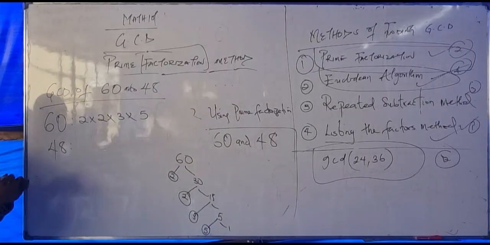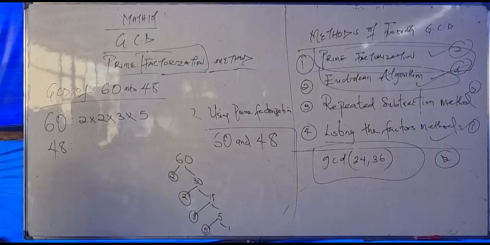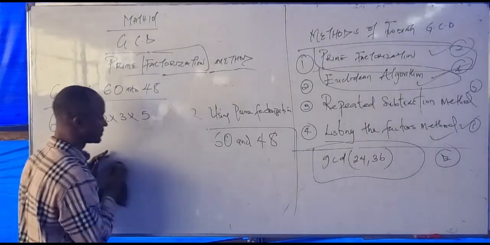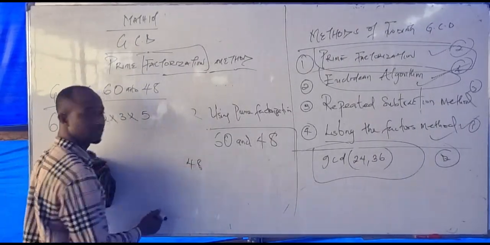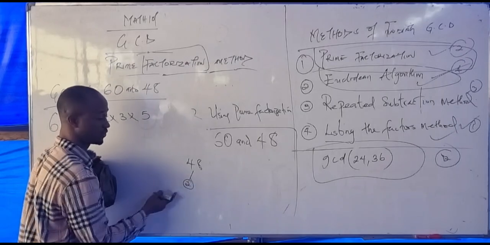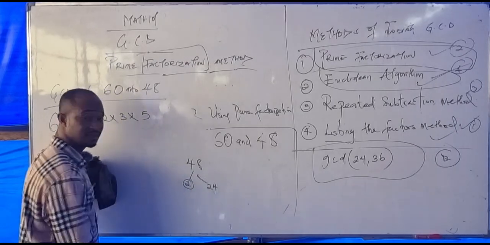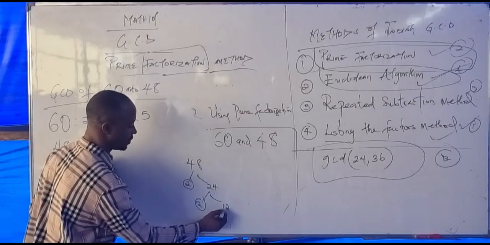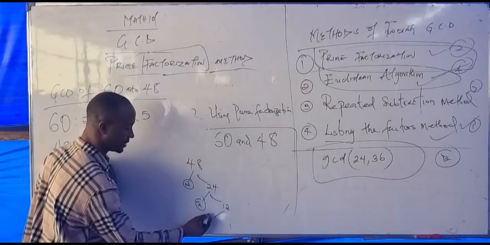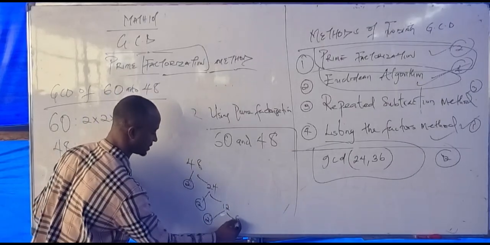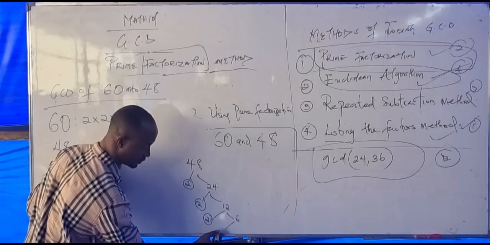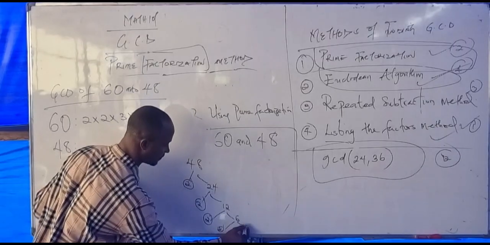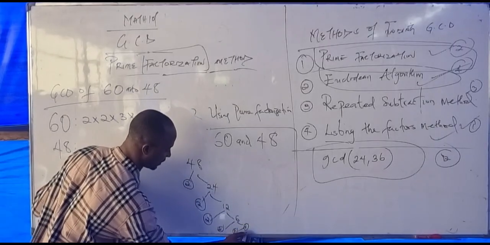48, right? The factors of 48. What can go here? 2. What do you have here? 24, right? What can go here? 2. What do you have here? 12. What can go here? 2 again. What do you have here? 6. What can go here? 2. What do you have? What can go again? 3. What do you have? 1.